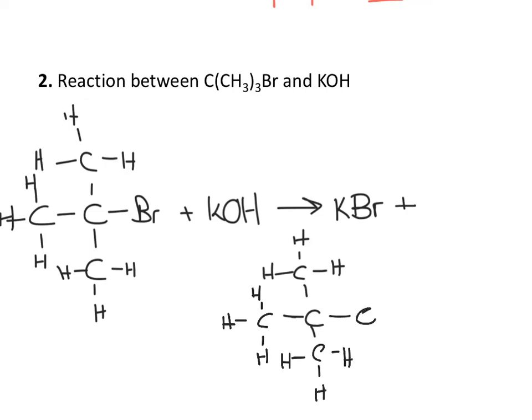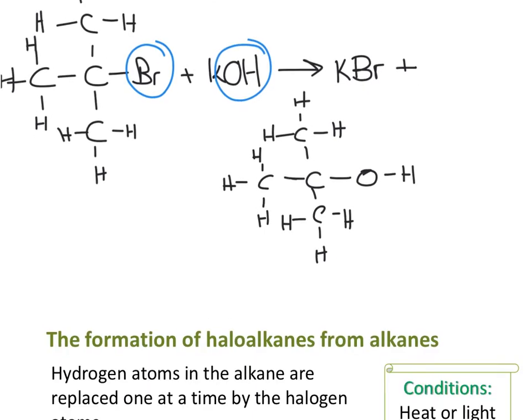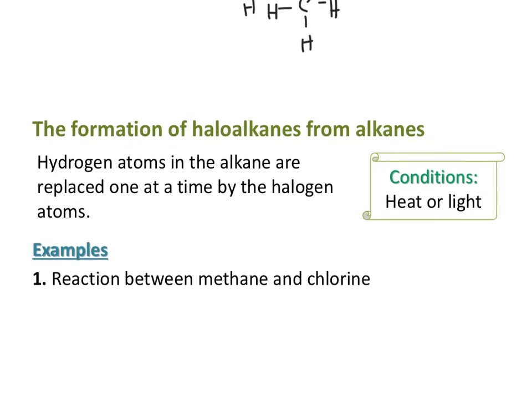And then we have the OH. All right, straightforward. Okay, the thing to remember here is the halogen comes off, gets replaced with the OH. The halogen then bonds to whatever the OH was bonded to. Okay. What about haloalkanes from alkanes?